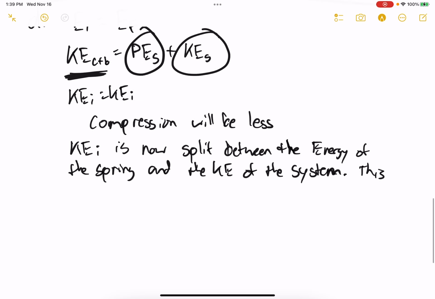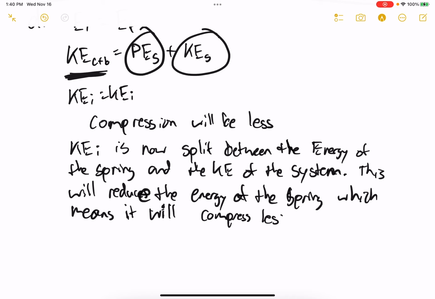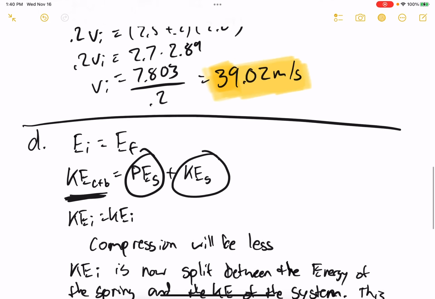This will reduce the energy of the spring, which means it will compress less. Okay? So that is number 10.